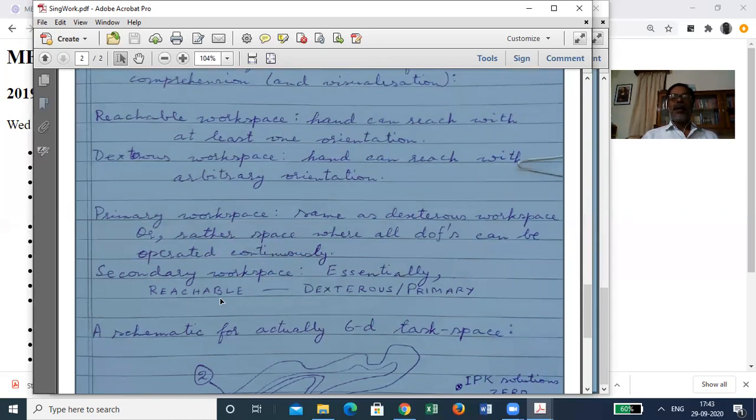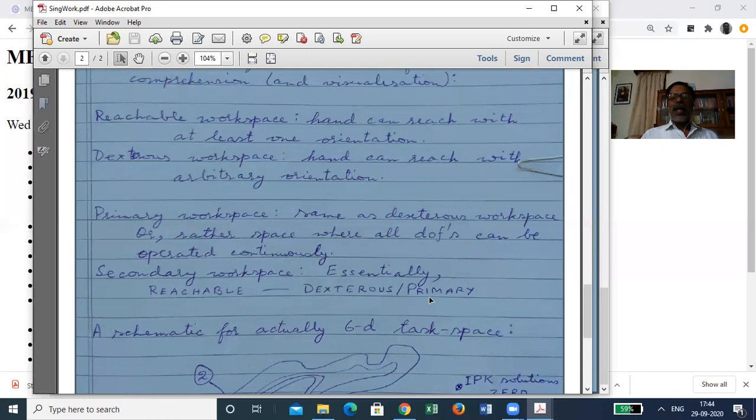That is, not the reachable workspace minus this thing, because this has already been included in primary. So secondary is what will complete the reachable workspace. Outside that will be the regions, the vast universe of the task space, which is outside the workspace of the manipulator. So this is the sense.